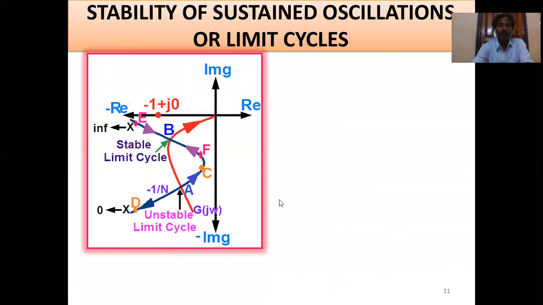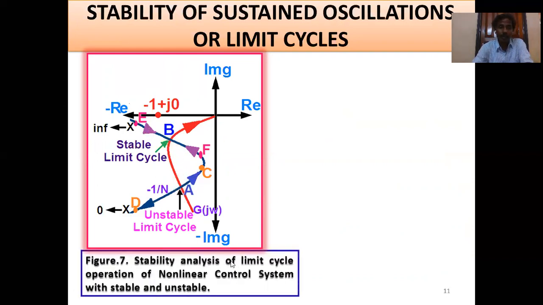Stability of sustained oscillation or limit cycle. So this is the z omega locus, and this is the minus 1 by N locus, and this is one intersection point. This is an unstable limit cycle. This is a stable limit cycle. Stability analysis of limit cycle operation of nonlinear control system with stable and unstable limit cycles.